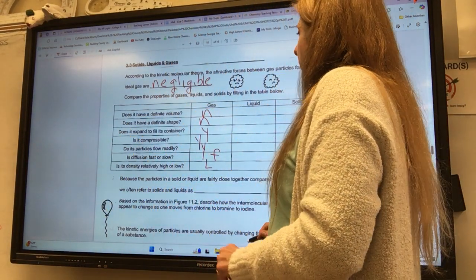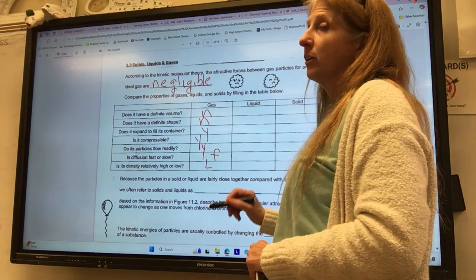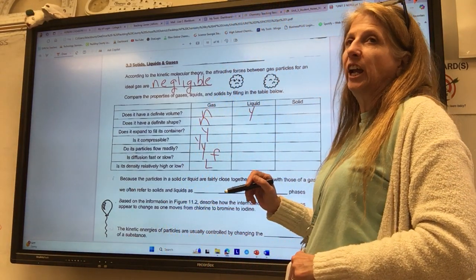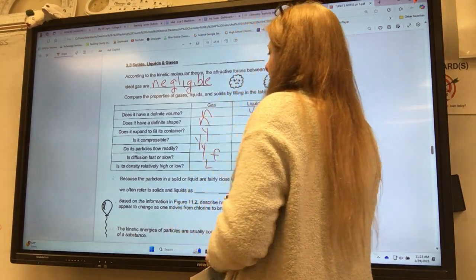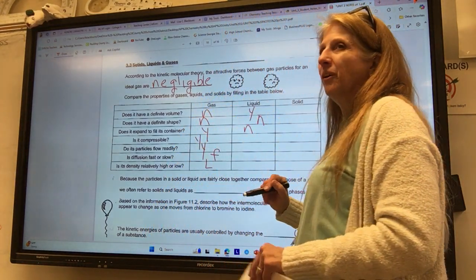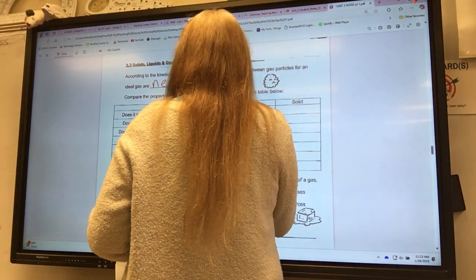Okay, let's do it for liquid. Does liquid have a definite volume? Yes. I see nods, yes. Does it have a definite shape? No. Does it expand to fill its container? No. Is it compressible? It turns out it is slightly.